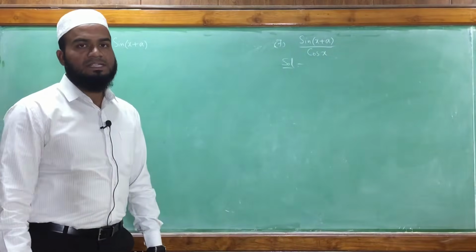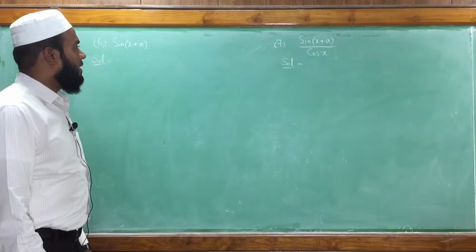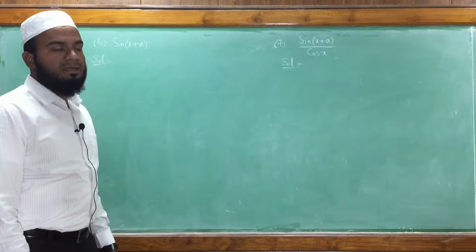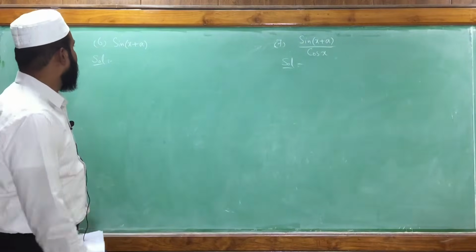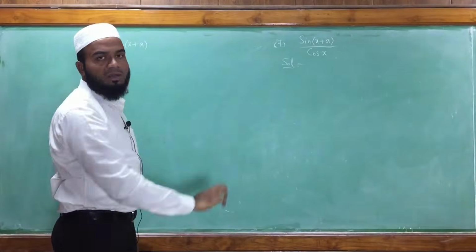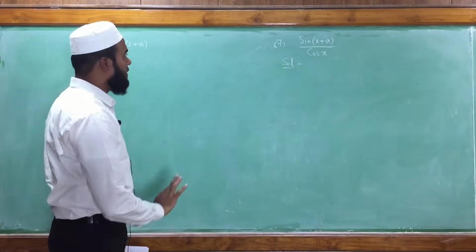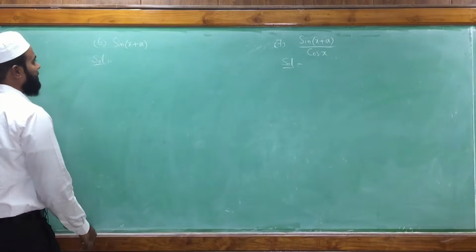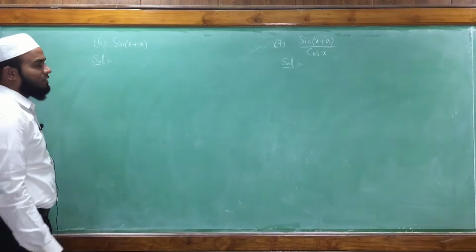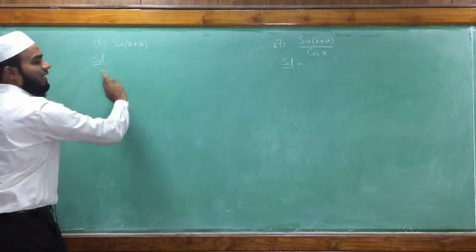Okay, students, we will see two more problems, and the difference in these two problems is that trigonometric terms are there. Like here sine is there, a trigonometric function, and there sine and cos, trigonometric functions, are there in these two problems. So how to solve this, right? Before going to the problem, we have to find the differentiation of sine of x plus a, where a is a constant.